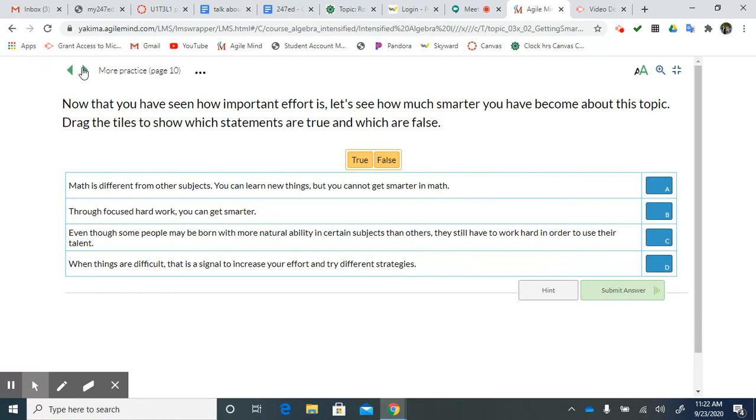All right, let's move on to number 10. Now that you have seen how important effort is, let's see how much smarter you've become about this topic. Drag the tiles to show which statements are true and which are false. Math is different from other subjects. You can learn new things, but you cannot get smarter in math. Through focused hard work, you can get smarter.